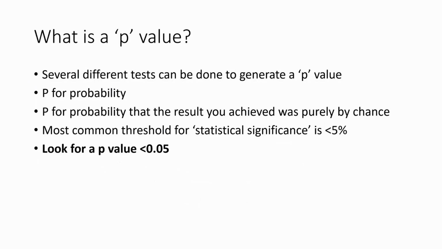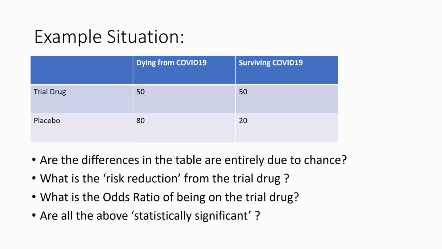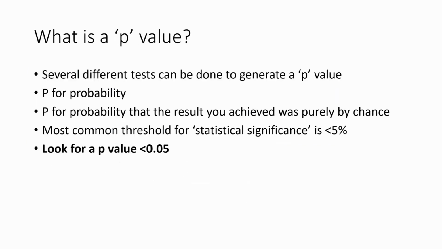So the first concept is a p-value. There are several different tests that can be done to generate a p-value depending on the type of data that you have. If you're able to generate a 4x4 table, then one of the tests is a chi-squared test, but we won't go into that. There are lots of other tests. We'll leave it at that.